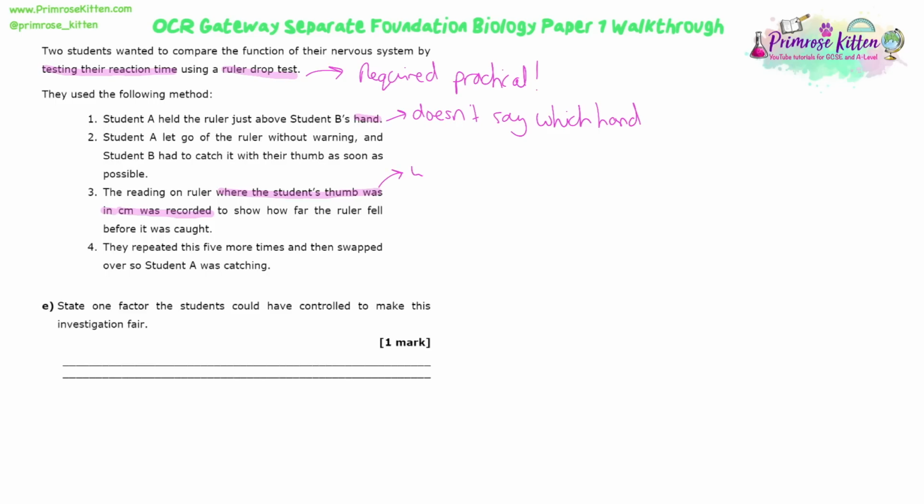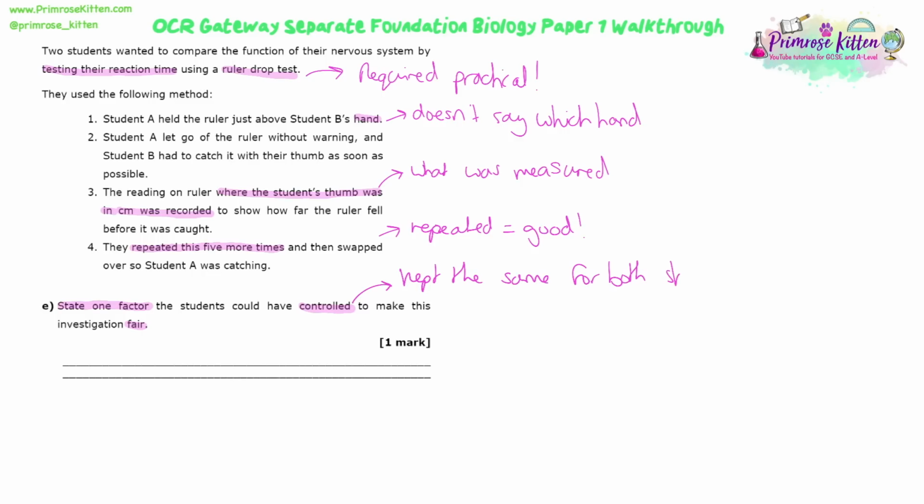So they are measuring the number of centimetres that the ruler fell through their hand before they caught it. And they did repeat the experiment, which is good. It's important to repeat experiments, and it means that we've got some sort of reliable results. Okay, so question E says, state one factor the students could have controlled to make this investigation fair. Well, it's basically just asking what should be kept the same for both students.